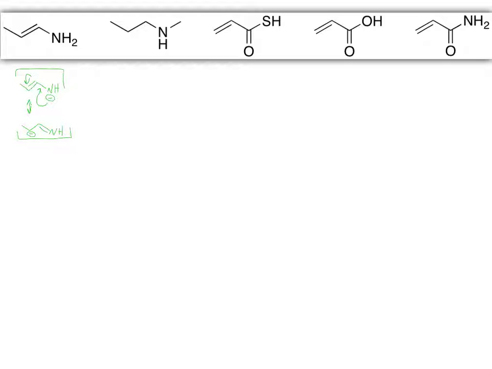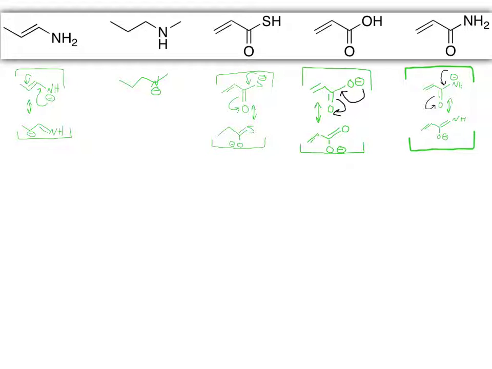So before I move on, this is the most acidic proton here, this is the most acidic proton here, this is the most acidic proton here, and this is the most acidic proton here. So now I've converted each of these to their conjugate bases, and I've included any resonance structures that might be available that involve the electron pair in question. So now let's consider the atoms that bear the charge.